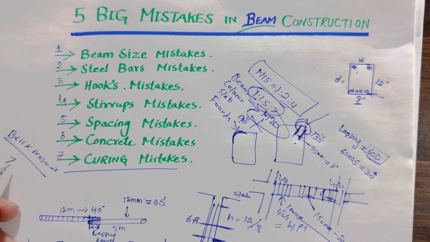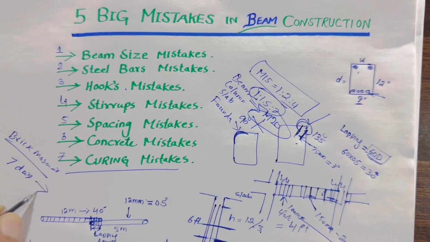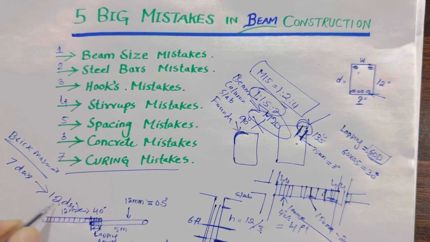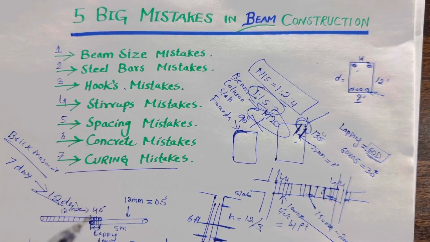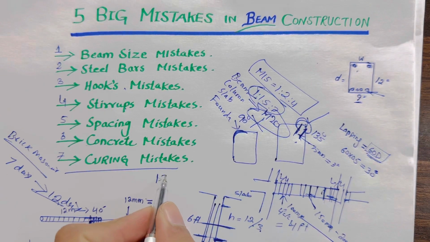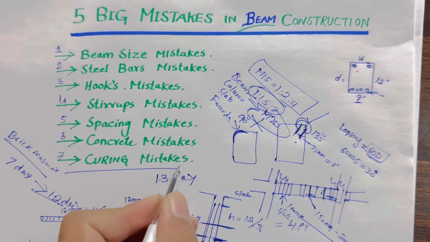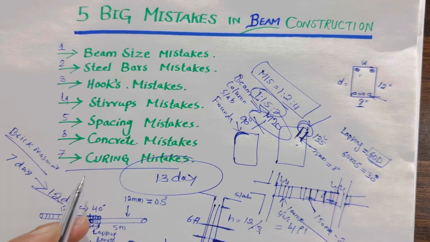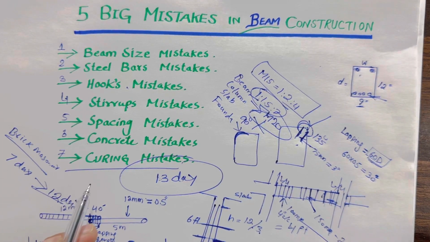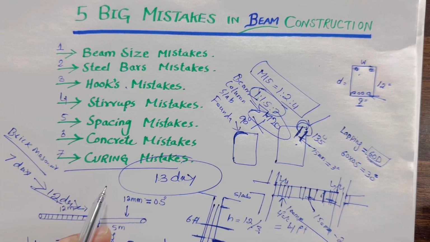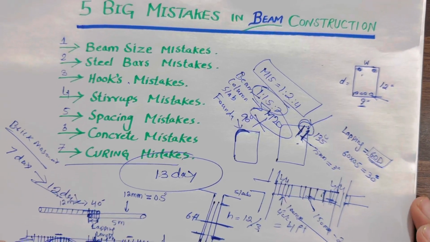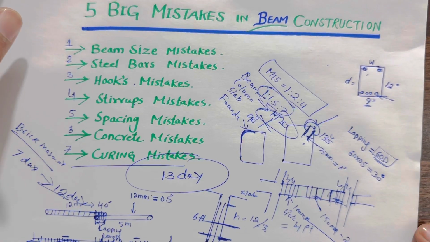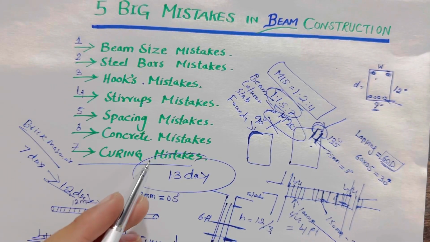minimum you can use 7 days, but I'm recommending you can go up to 12 days. You will get the full strength. Therefore, guys, for each member, whether beam, column or slab, don't use less than 13 days. So 13 days is very important for curing. That's because most people are doing curing for only 5 to 6 days or 4 to 5 days. They say that yes, now it's okay, but this is one of the big mistakes.